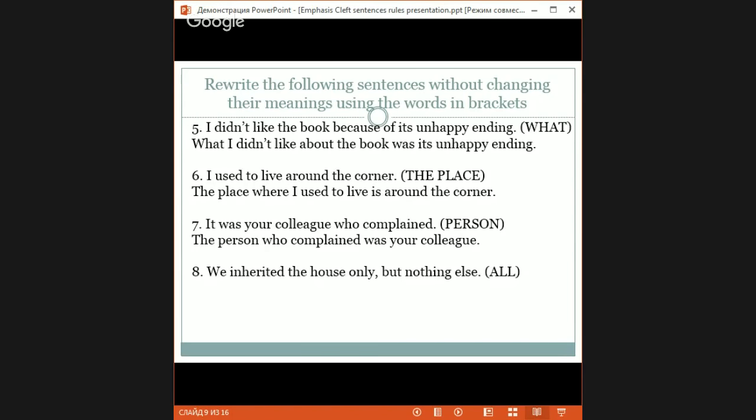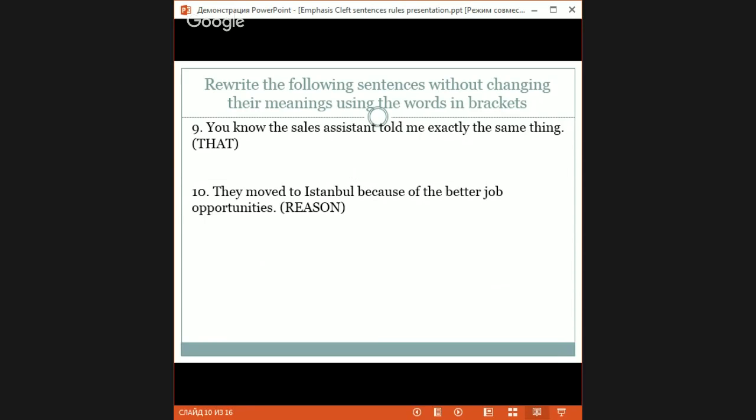And we inherited the house only, but nothing else. All we inherited was the house. Or the house was all we inherited. Sounds also all right, but I think the first option sounds better. Two more, please.